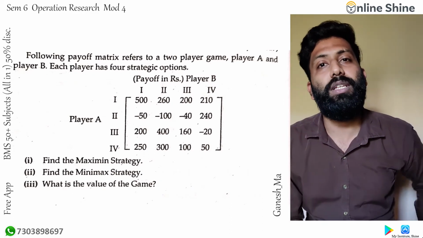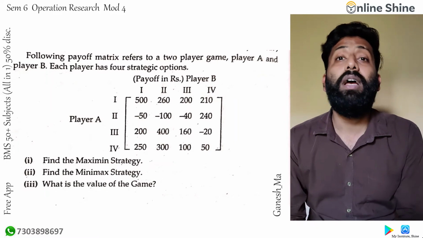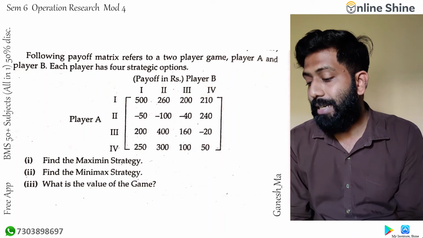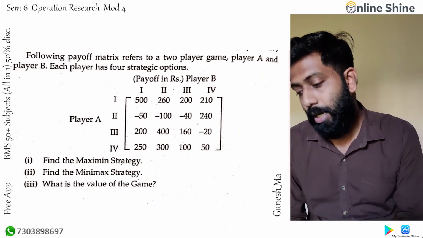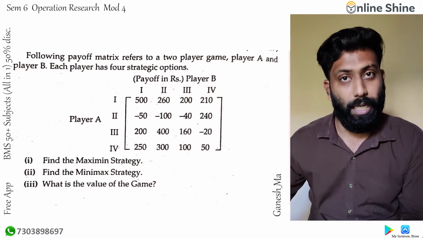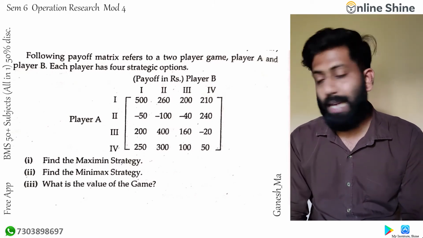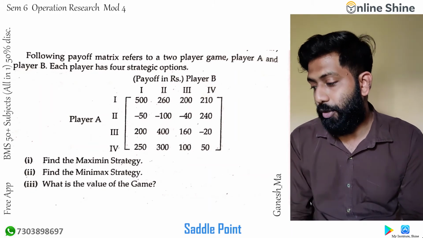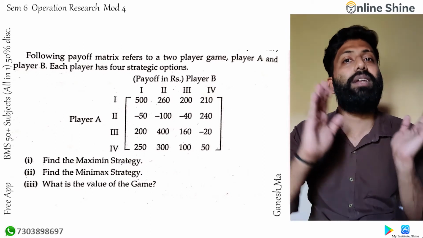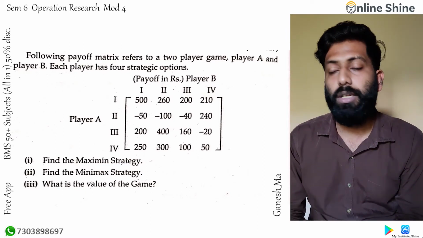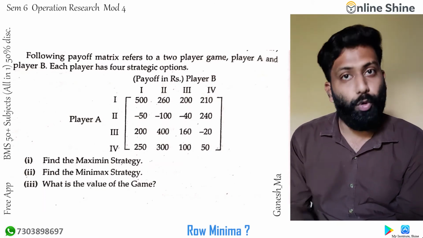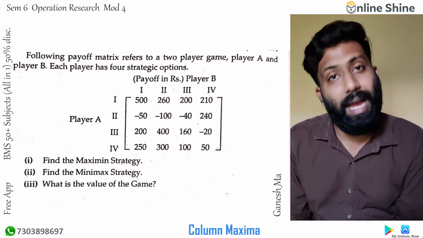To come out with a decision, we need to understand what exactly we have been asked. First is to find the maximin strategy. Number two is the minimax strategy, and the third one is the value of the game. The value of the game is nothing but the saddle point. So now we have to prepare the same matrix in the solution. We need to find row-wise minima and column-wise maxima.